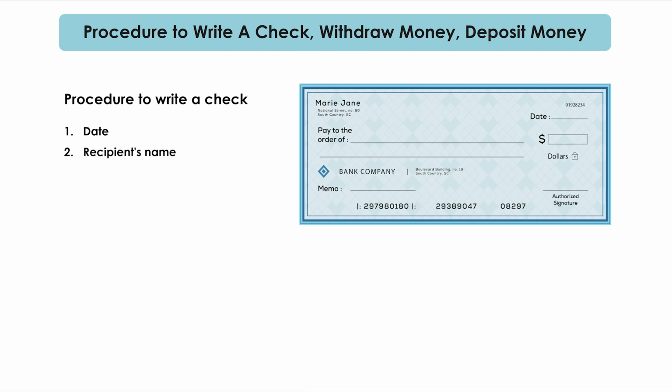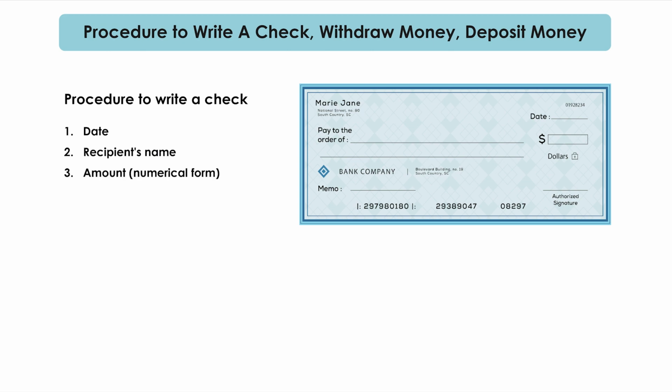2. Recipient's name. Fill in the blank line after the phrase "paid to the order of" with the recipient's name. This might be an individual, an organization, or a business, whoever receives the check. When referring to an individual, use both the first and last name. And when referring to an organization or corporation, use the entire name.